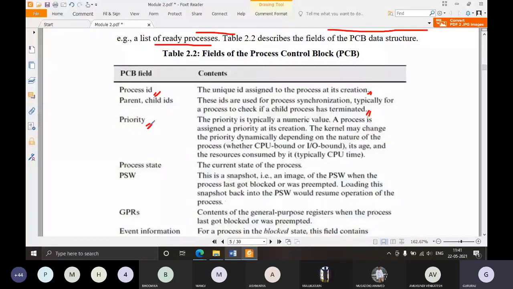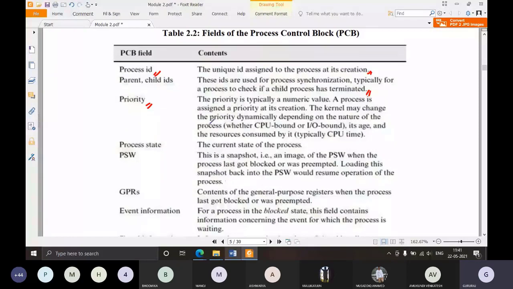To maintain that priority value, where will that value be stored? It will be stored in the PCB, typically as a numerical value, as I told you. The greater the number, the higher the priority. So if there are two processes with priorities 100 and 200, obviously the priority of the process having 200 is more. The process is assigned a priority at its creation.